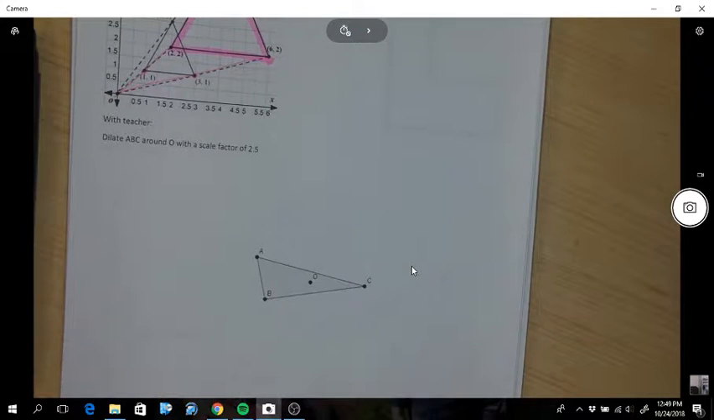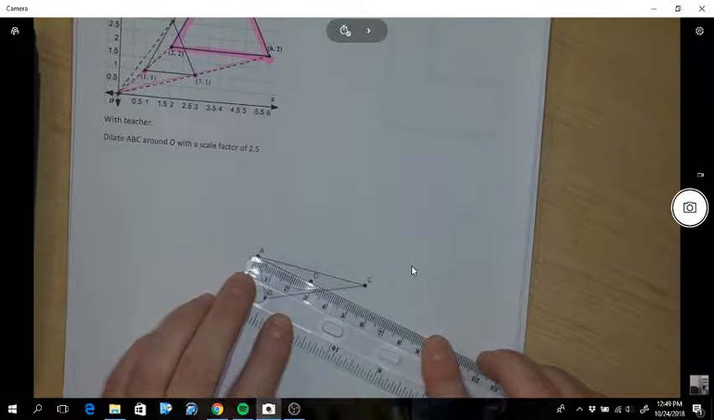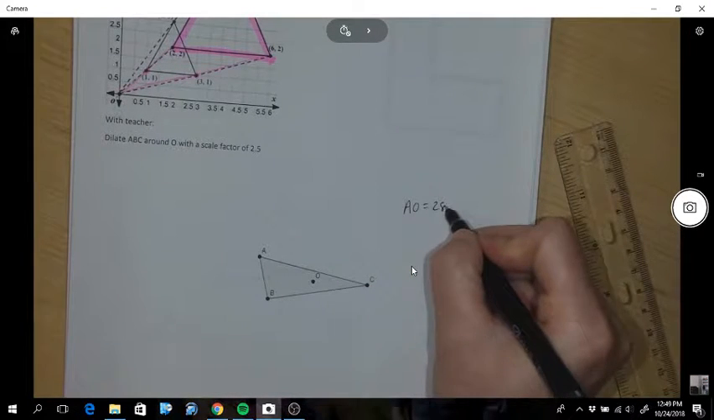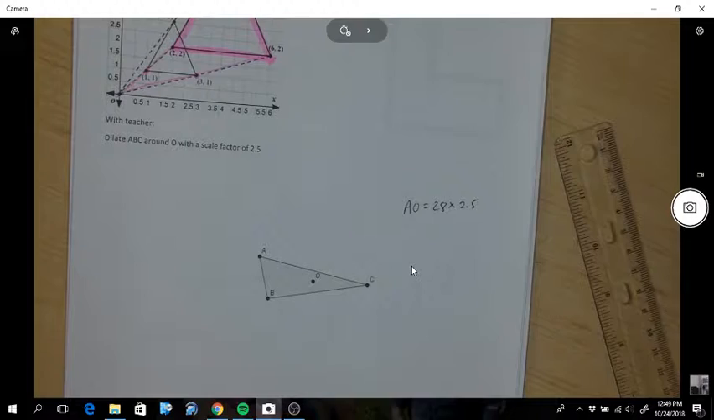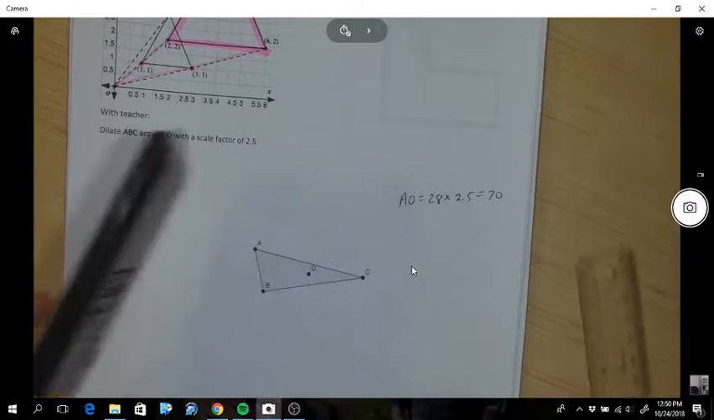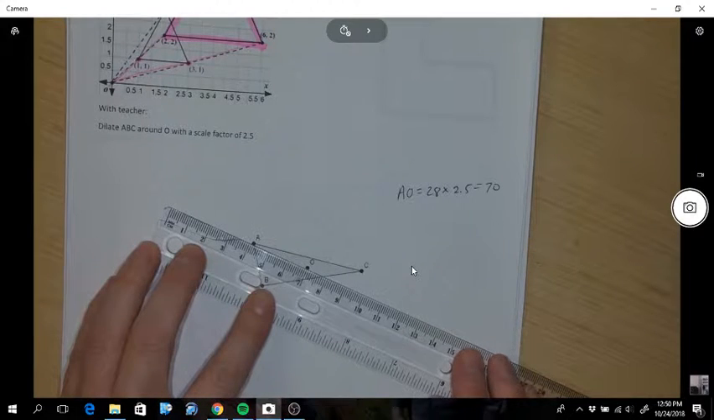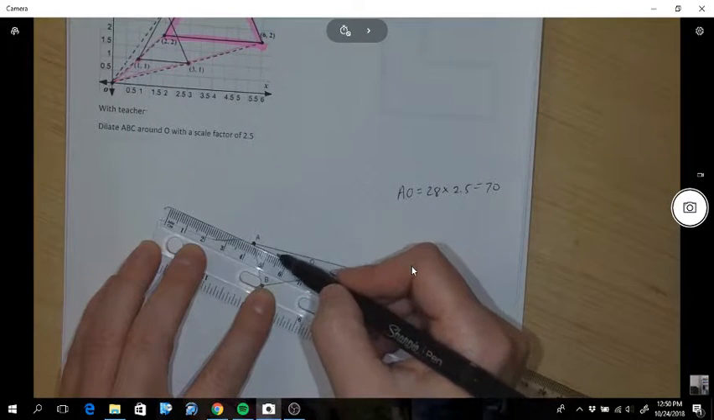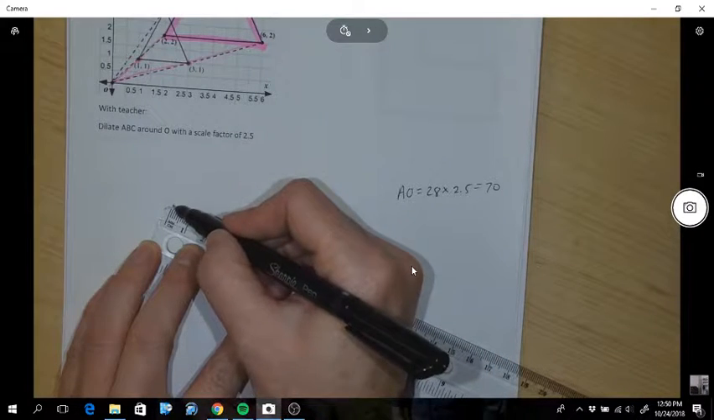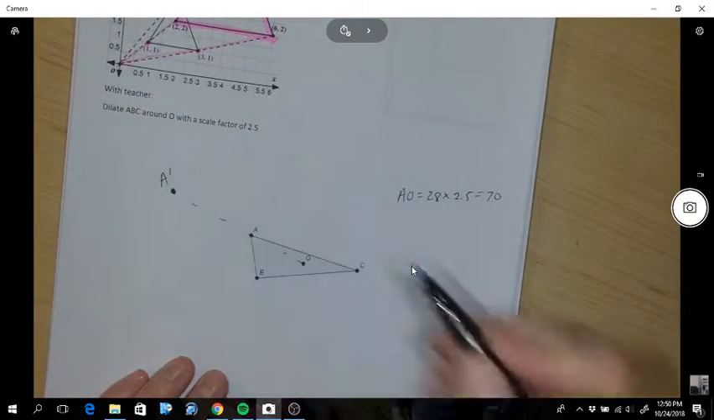Dilate this triangle ABC around O with a scale factor of 2.5. Okay, so we go here, we take a measurement from A to O, which is 28 millimeters. And then we times it by 2.5 equals 70. Now we go here and we got to make the same line with AO, and we got to draw a point that's 70 millimeters away. So now that's my A prime.